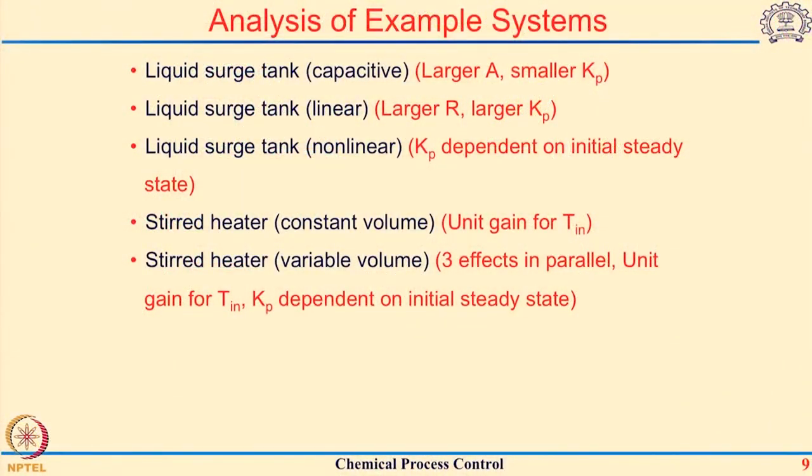And lastly, when we had a stirred tank heater with variable volume, there were 3 effects in parallel. All of them were first order capacity. One of them was T in, which had unit gain. And the other gains, as we had linearized the system, those gains were also proportional to the steady state gain, as well as the time constants were dependent on the steady state around which we had linearized the system.